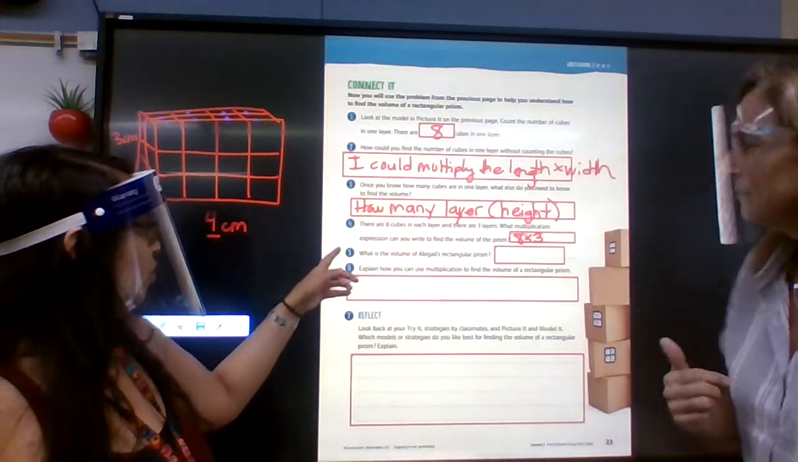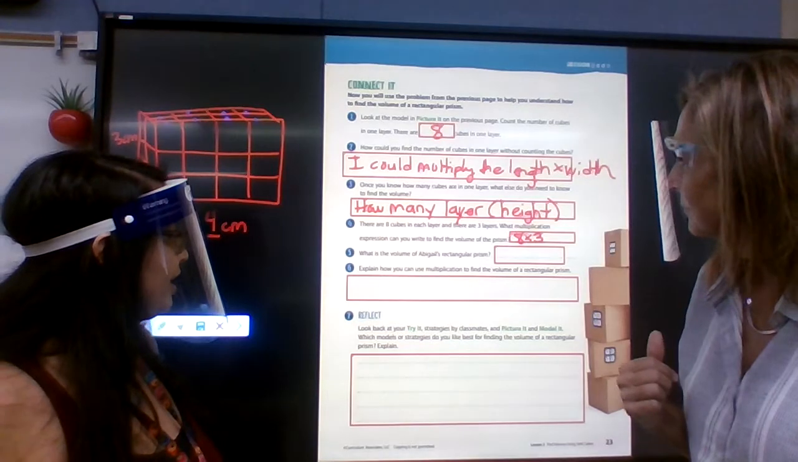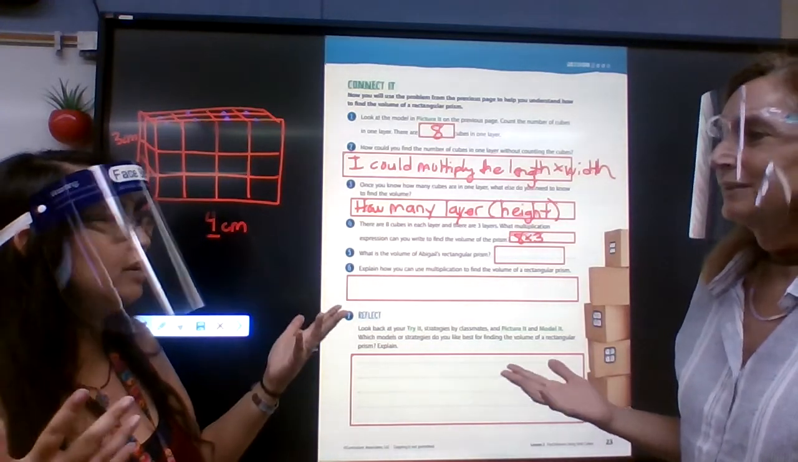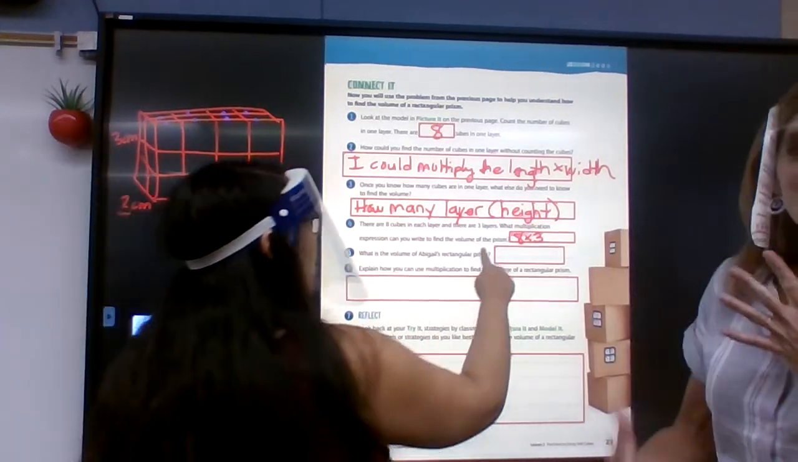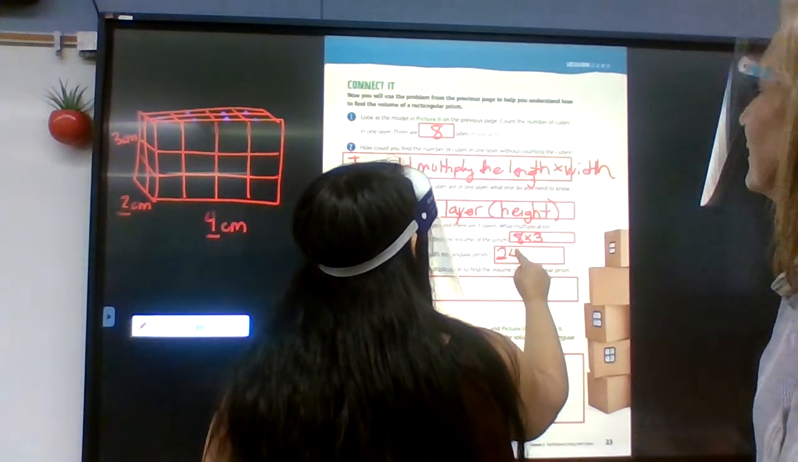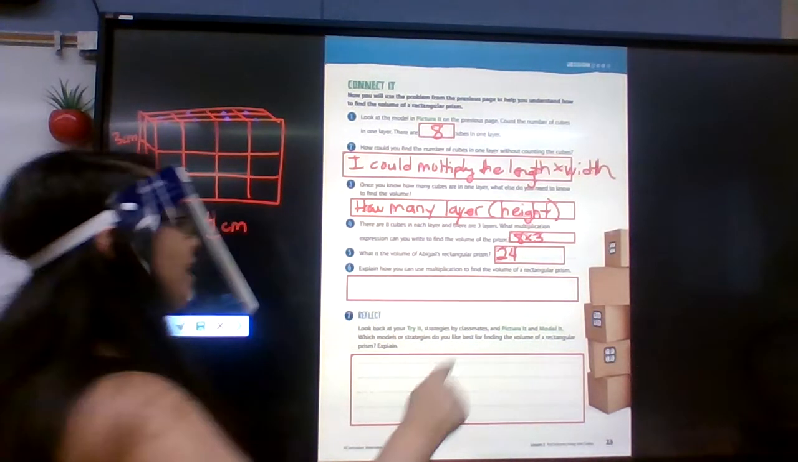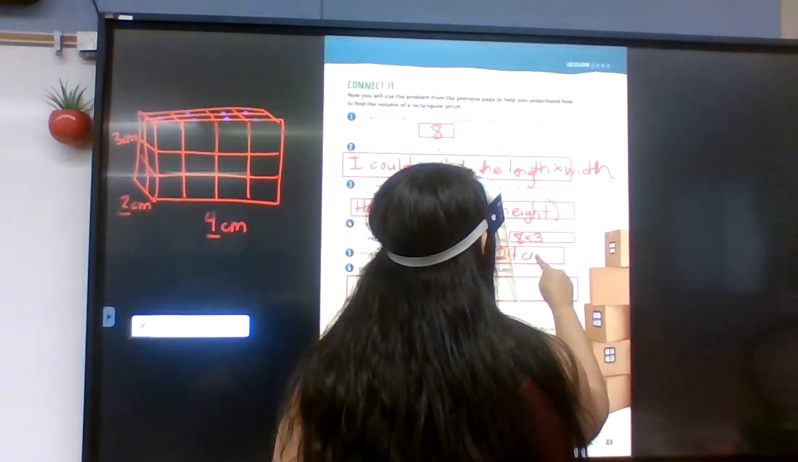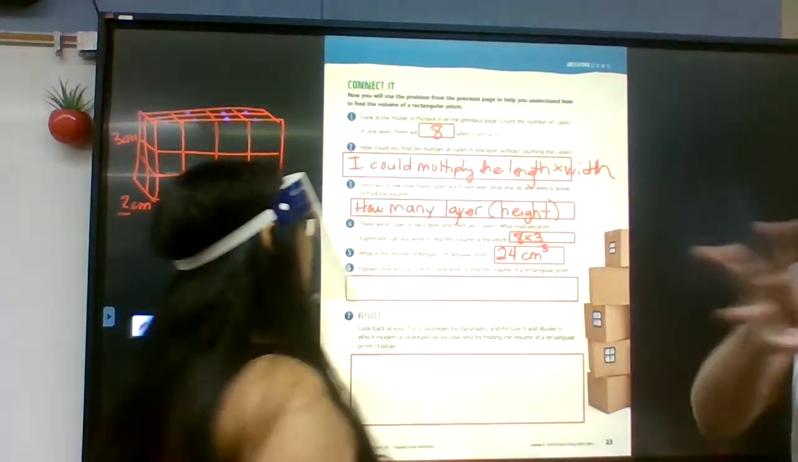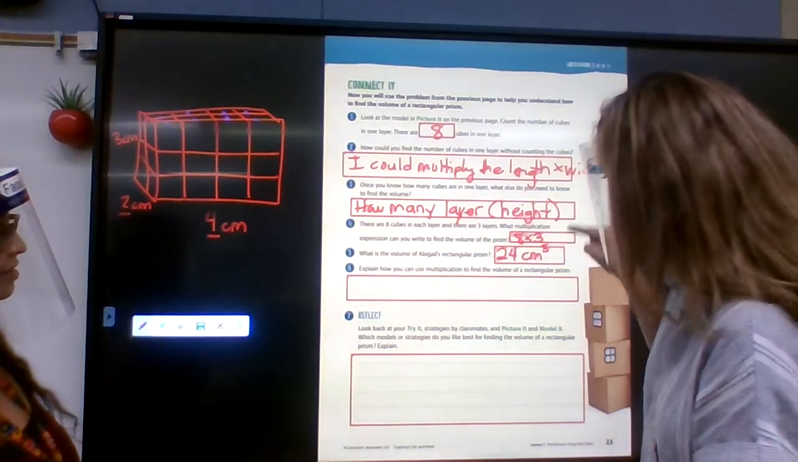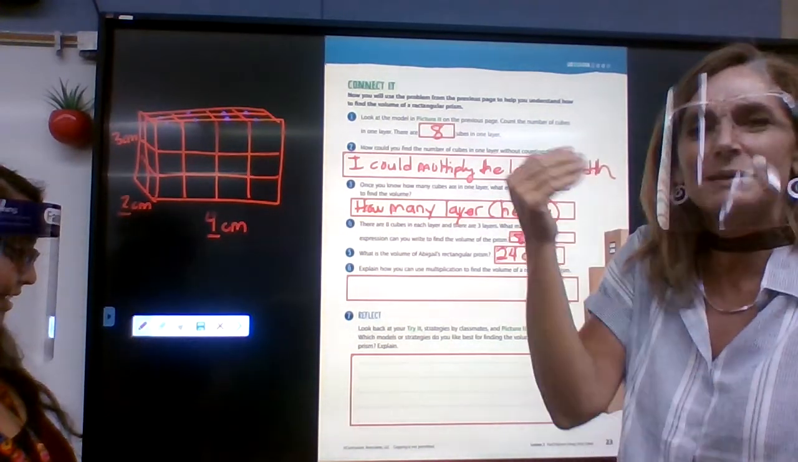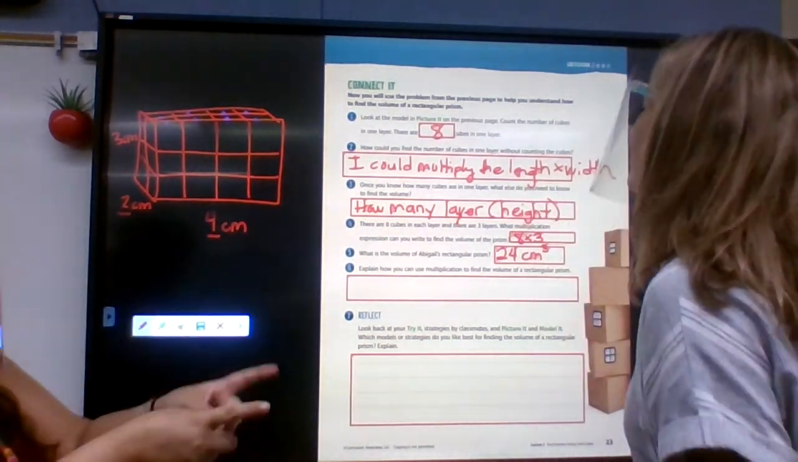What is the volume of Abigail's rectangular prism? 8 times 3 is 24. But we know the unit of measurement here. It's centimeters. So I can say 24 centimeters cubed. We have to have that 3 up there because we multiplied centimeters times centimeters times centimeters.